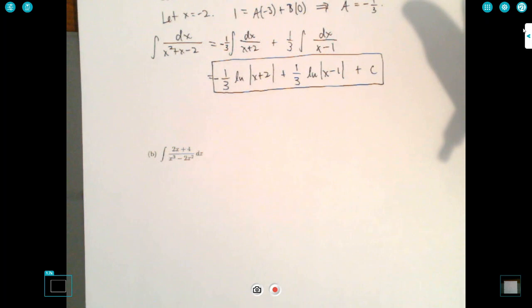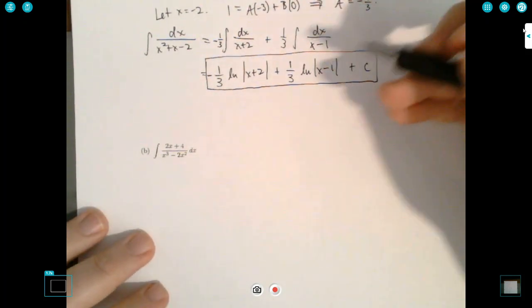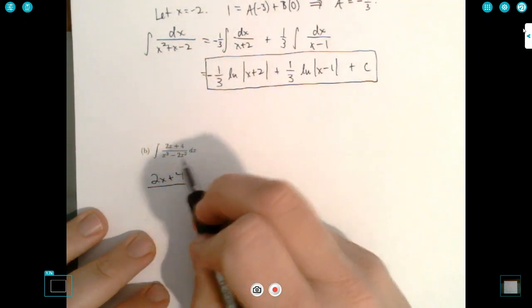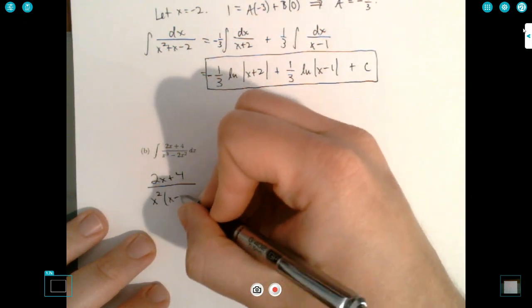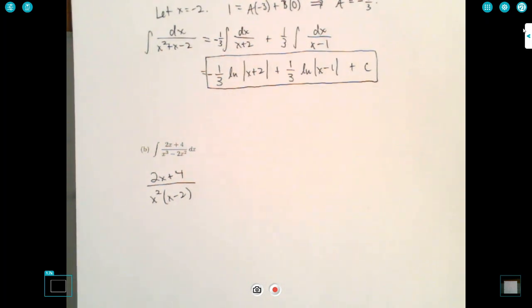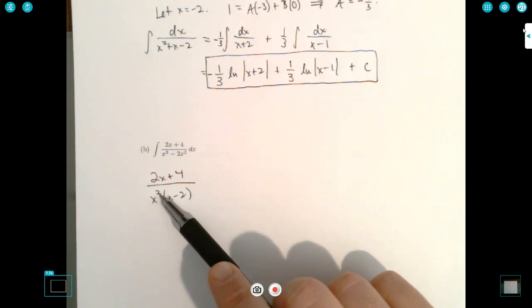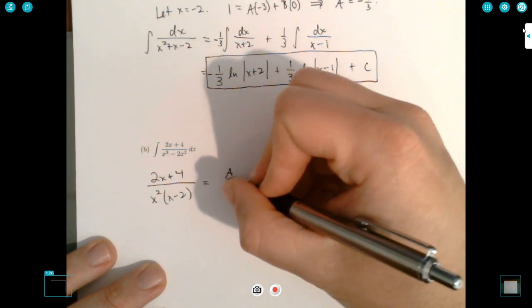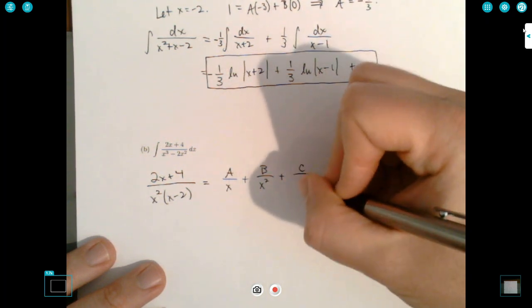So we've got 2x plus 4 over x cubed minus 2x squared. I'm going to start off by finding the partial fraction decomposition. I'm going to have 2x plus 4 over, well, I know I can factor out an x squared, and then I would be left with an x minus 2. Now don't be fooled. These are all linear factors. This is a linear factor of x that's been repeated twice, and this is a linear factor of x minus 2. So the partial fraction decomposition should look like this: A over x plus b over x squared plus c over x minus 2.